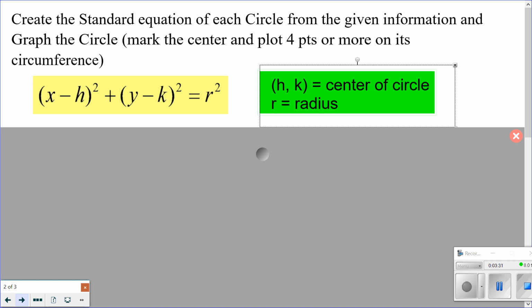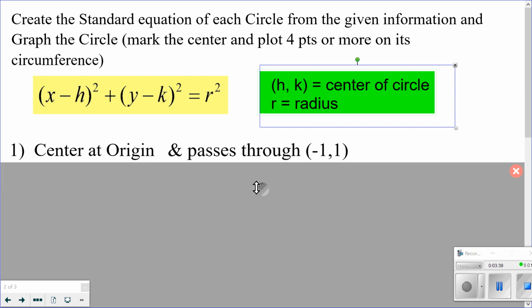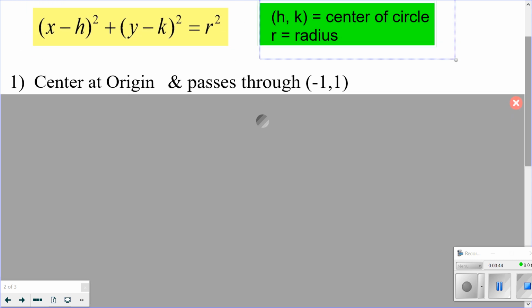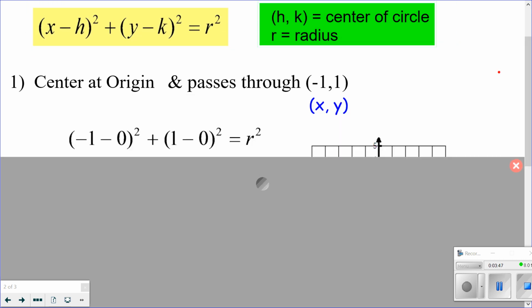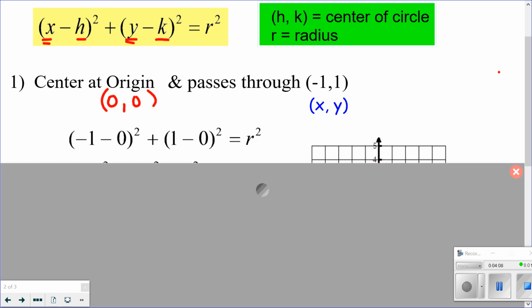Okay, same thing here, except they're just giving me a little bit different information. So there's our formulas. This time they're telling me that it passes through a point at negative 1, 1, and it is centered at the origin. Okay, so when it tells me a point, they're telling me the x and y values. So I know h and k because the origin is at 0, 0. So I know h, I know k, and from my ordered pair, I know x and I know y. So the only thing I'm looking for is r. So this is just a plug in everything you know and simplify.